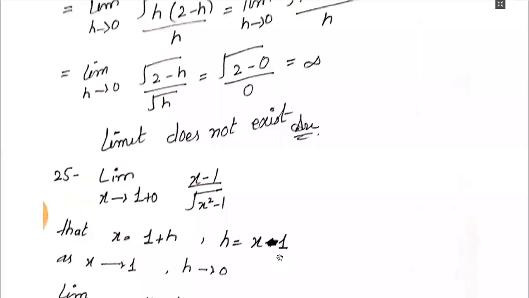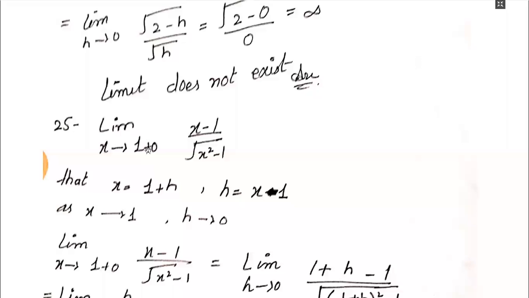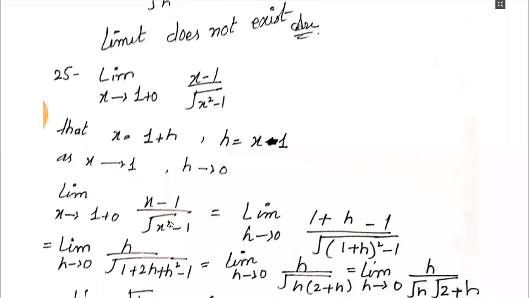Now see here 25, right hand limit. Now in the right hand limit, 1 plus 0 means right hand limit. Here we put x equal to limit plus h. Left hand limit is minus h, here plus h, then h equal to x minus 1. Here x tends to 1, then h tends to 0. Now our new problem, this problem converts into h tends to 0, 1 plus h minus 1 upon this.